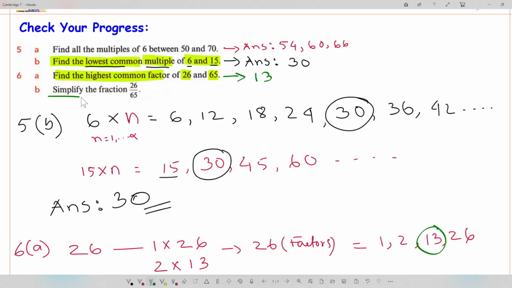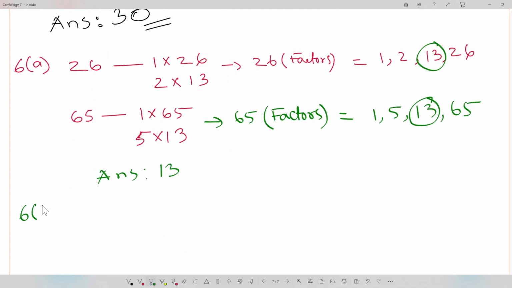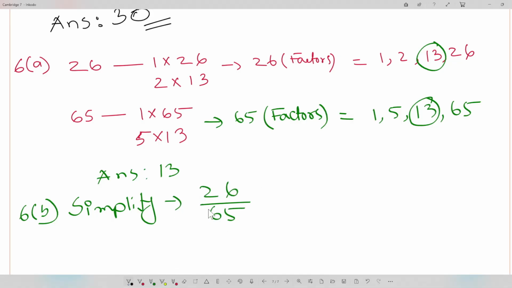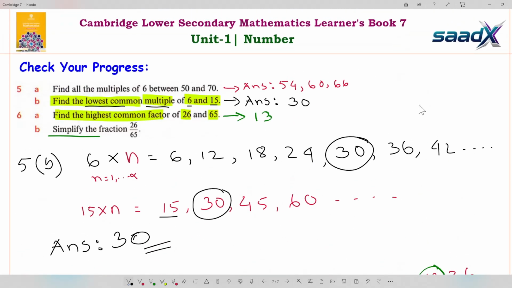Now simplify the fraction 26 by 65. Part B, simplify. 26 by 65, both can divide by 13, right? 26 divided by 13 is 2 and 65 divided by 13 is 5. So our answer is 2 by 5. Very simple. So number B answer is 2 by 5.